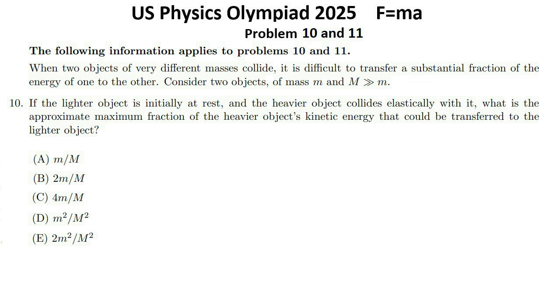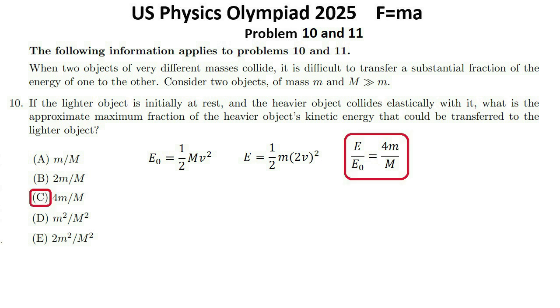Solution for problem number 10. Let the heavier object have initial speed v. It means that its kinetic energy E0 equals 1/2 big M v squared. In such an elastic collision, the final speed of the light object is approximately 2v, so its kinetic energy E is 1/2 small m (2v) squared. Thus maximum fraction E over E0 is approximately 4 small m over big M, which is answer C. That was solution for problem 10.